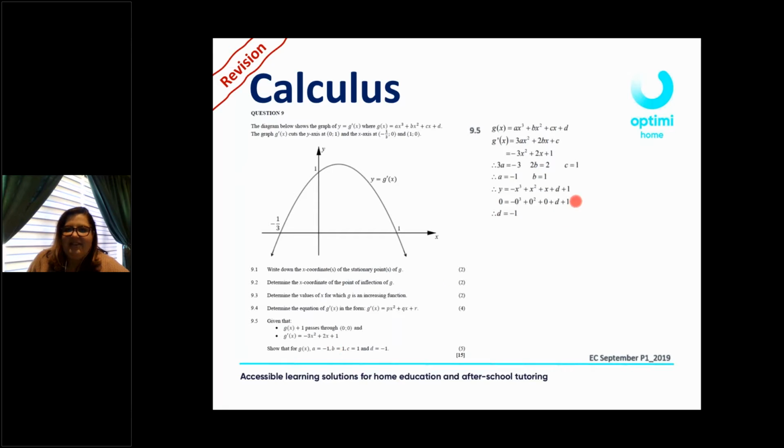And they say that this equation now, my g(x) plus the 1, actually passes through the point (0, 0), where x is 0 and y is 0. So in every x, I'll substitute a 0. In every y, I substitute a 0, and you get that d is equal to negative 1, because that's your only variable then over there.